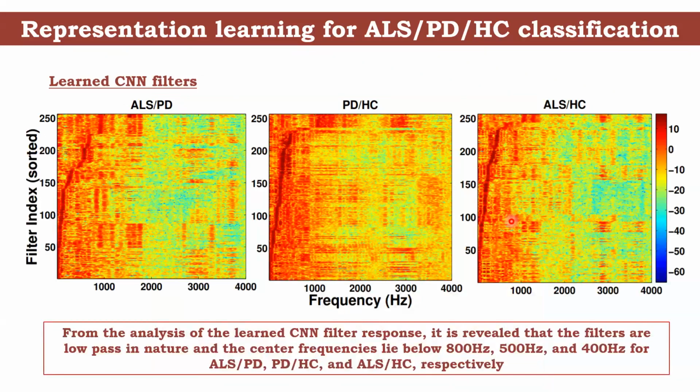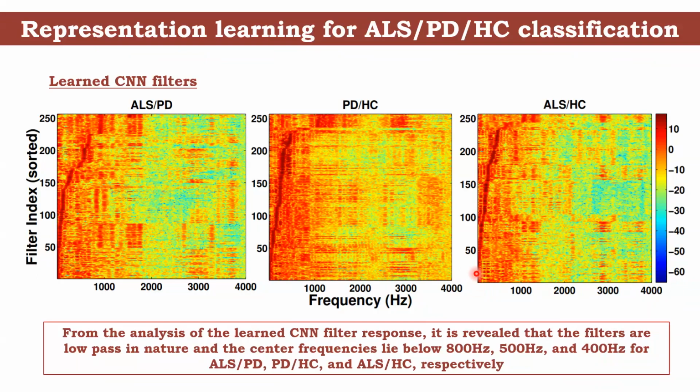So here is the interesting part that we learned. Here, what we show is for each of these three classification tasks. Let's start with the ALS versus HC. For the task of ALS versus healthy control, we had, let's say, 256 filters. The y-axis is the number of filters. And what you plot on the x-axis, one row, is the spectrum of that filter, which is like 0 to 4,000. And when you see a very dark red, like dark blackish red, that's the peak of that filter.